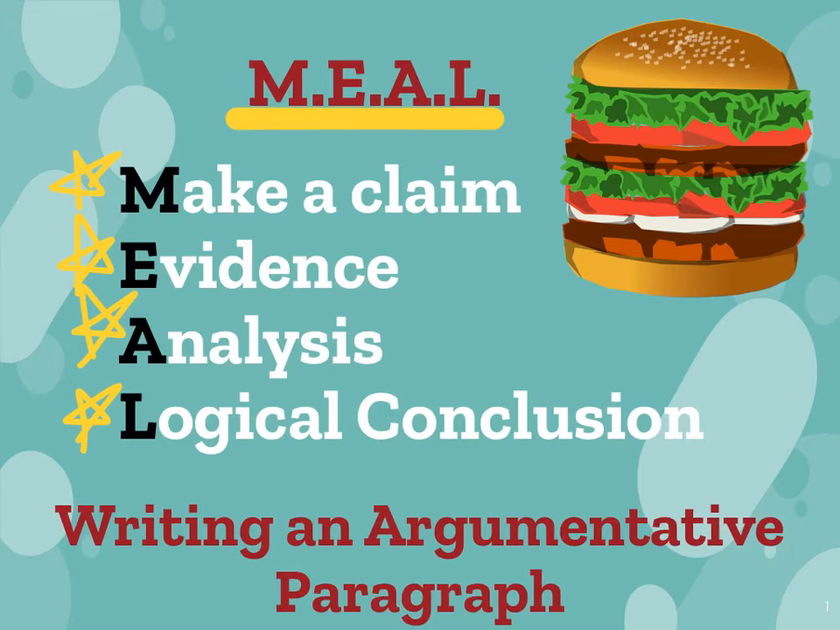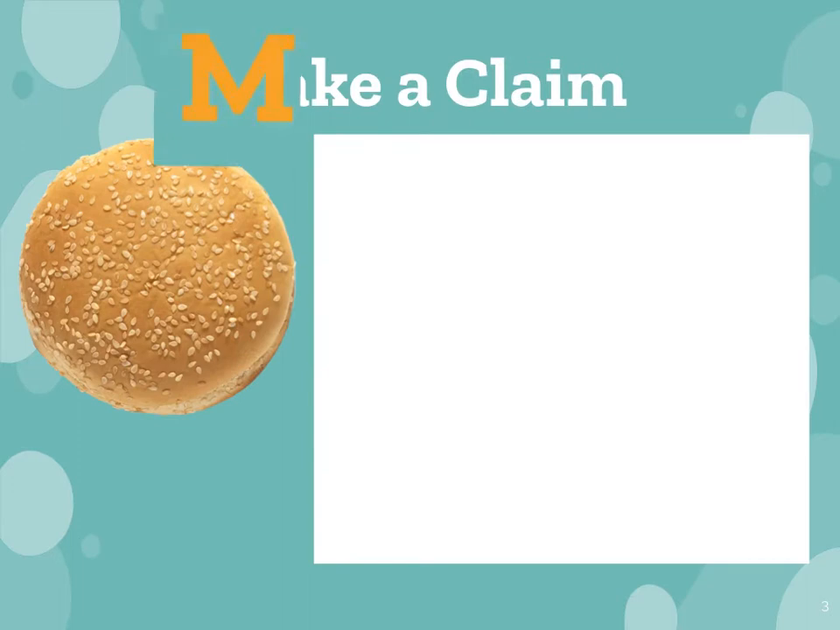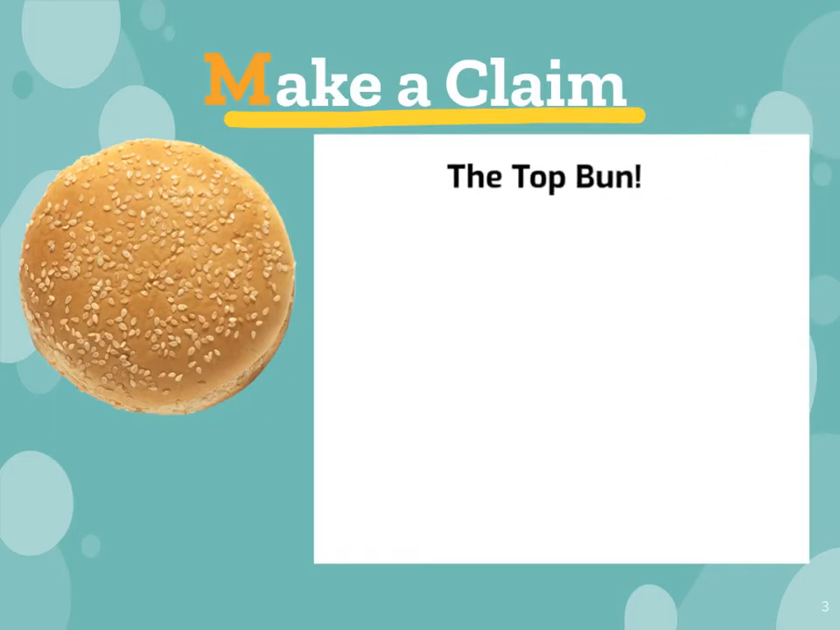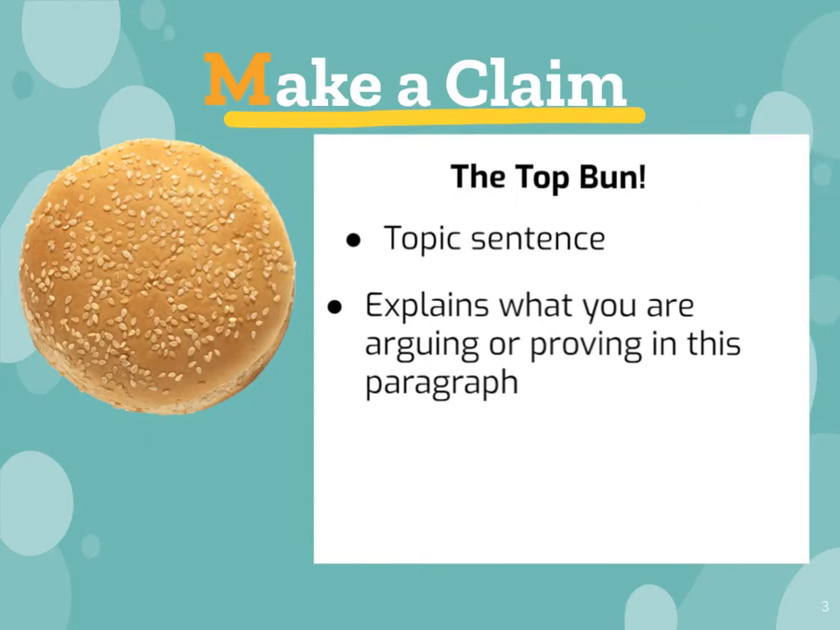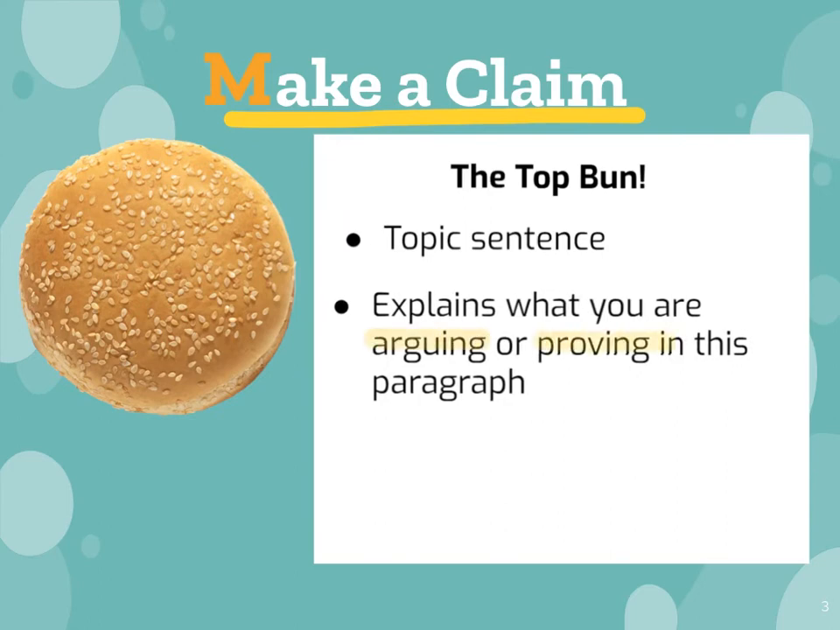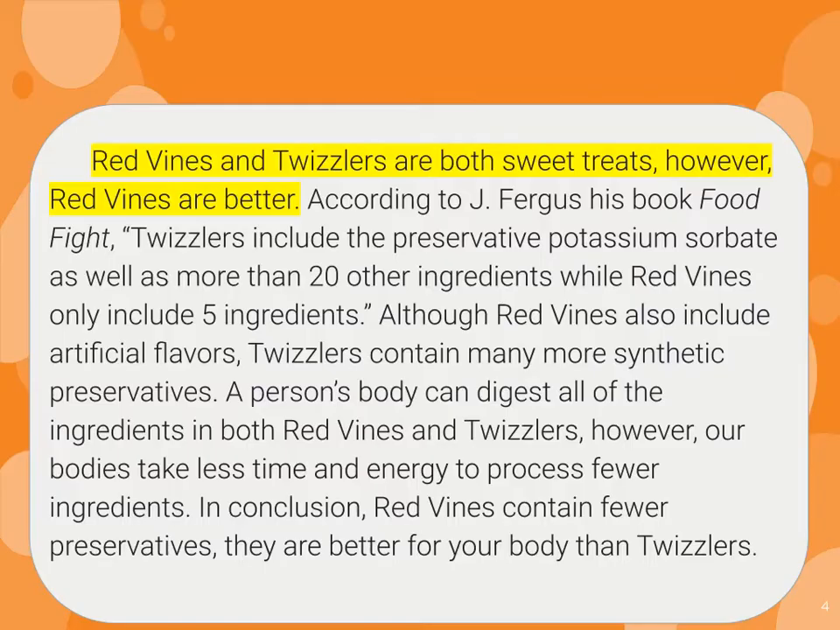First, let's start with the M in MEAL that stands for make a claim. This first sentence in your argumentative paragraph is the top bun. This is your topic sentence where you have to make a claim or your main argument. This is where you will tell what you will be arguing or proving in the whole paragraph. It should be clear and to the point.